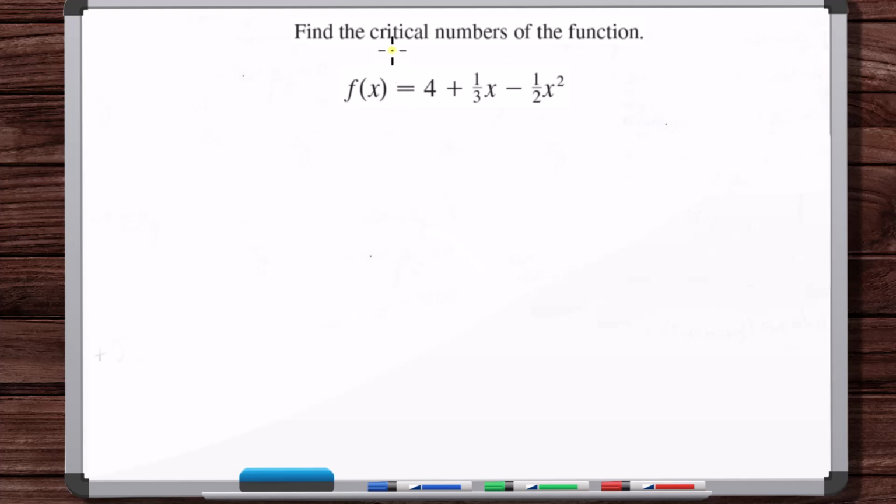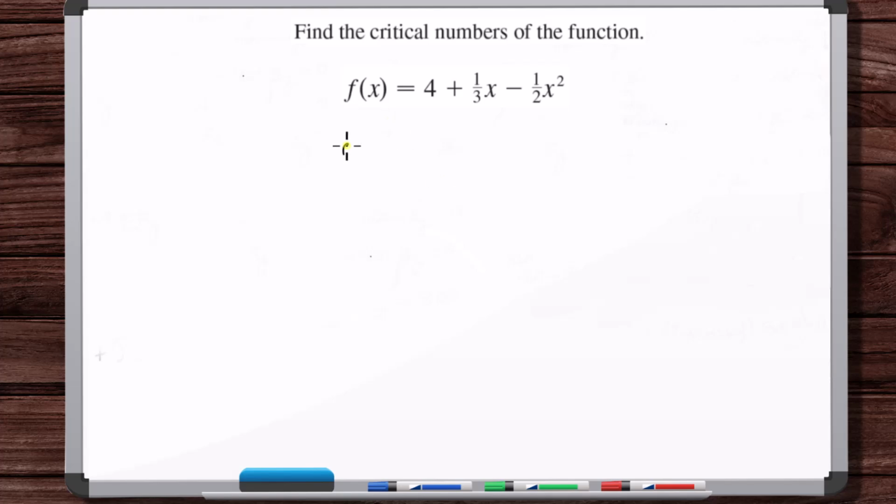But for these questions, we're not concerned about local maxes or mins or global maxes or mins. They're just asking for the critical numbers. That's it. So this is straightforward. Find the points where the derivative is equal to 0 or it doesn't exist. That's all we're doing here.